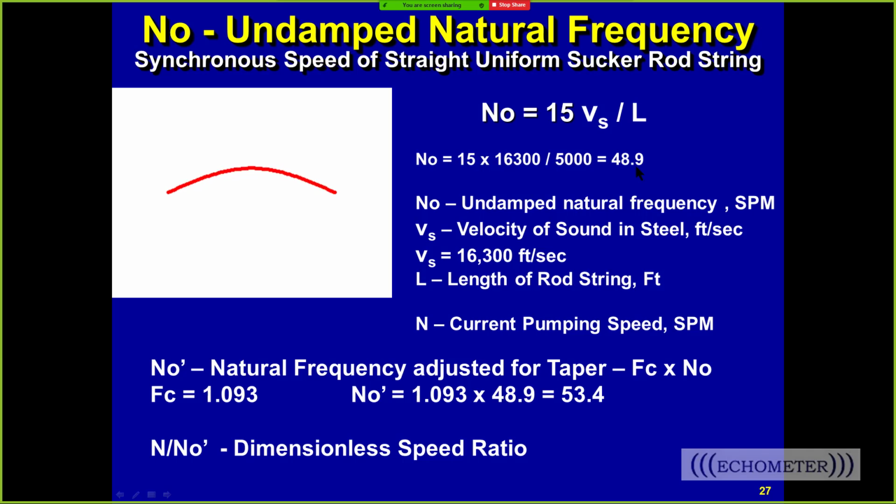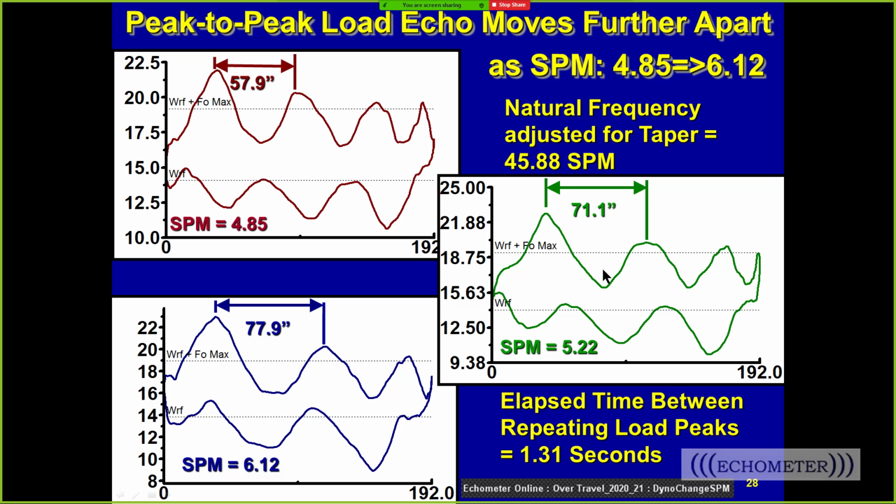And you don't want to pump at 48.9 strokes a minute, or your pump won't move and your rod string will go up and down. You have a standing wave in your well. But if it's tapered, you don't want to pump it at 53.4. So what does that mean? What that means is that if you look at your surface dynamometer card and you see a peak load and another peak load on the upstroke, the distance from here to here is a certain amount of stroke, upstroke, then downstroke. And from that peak to that peak, is 57.9 inches.